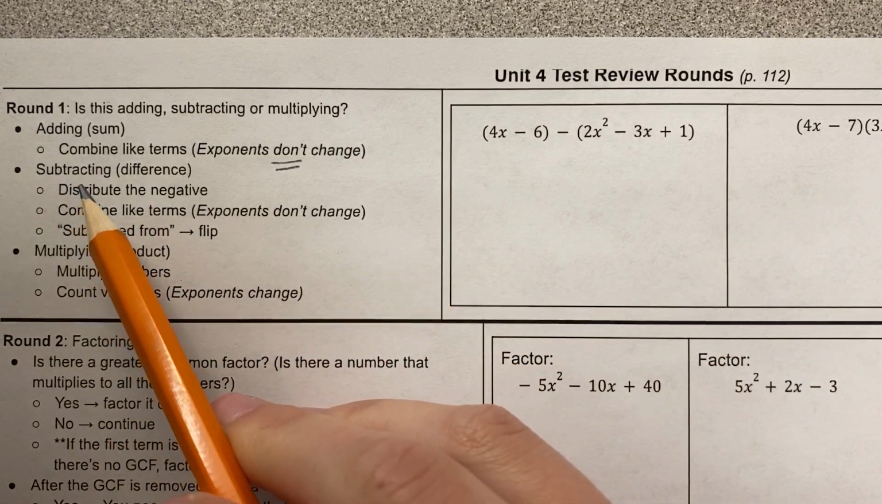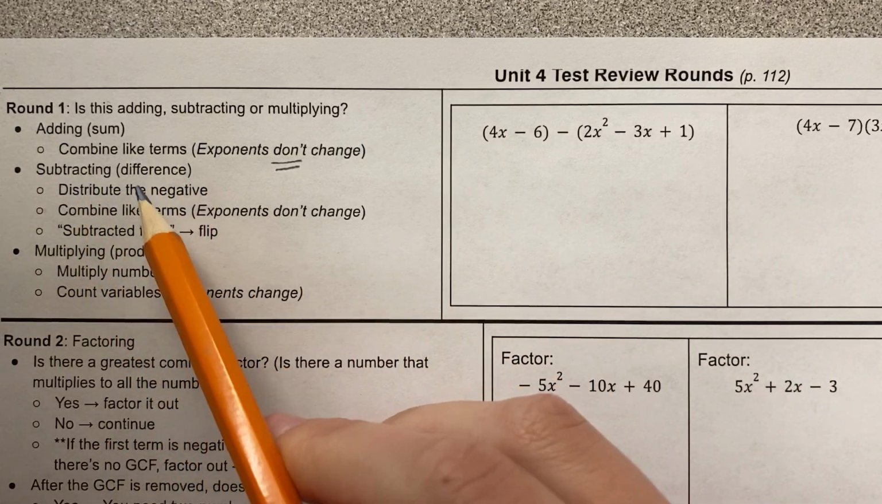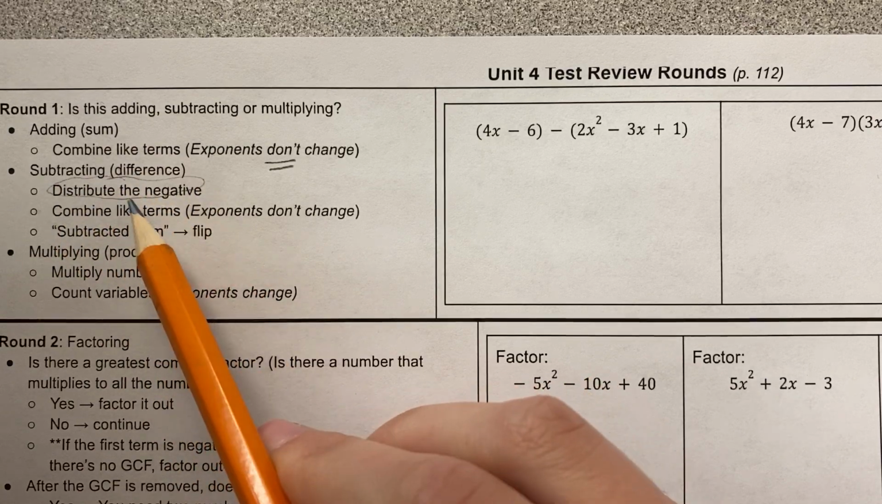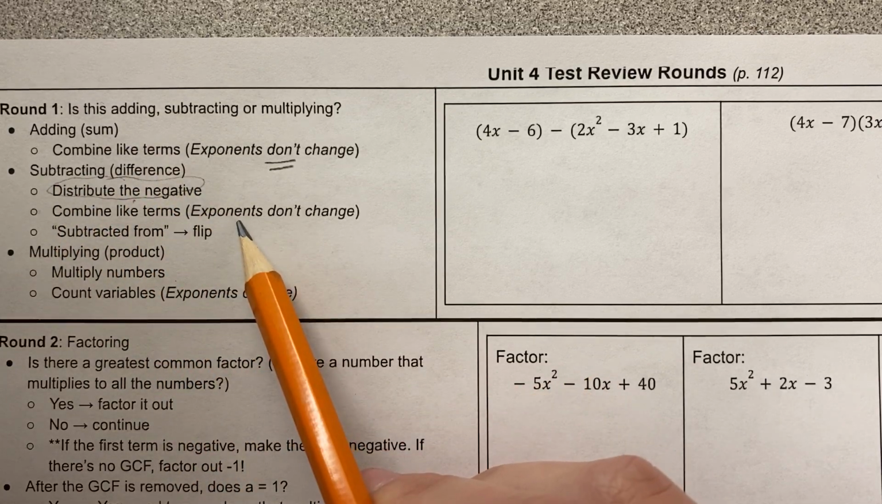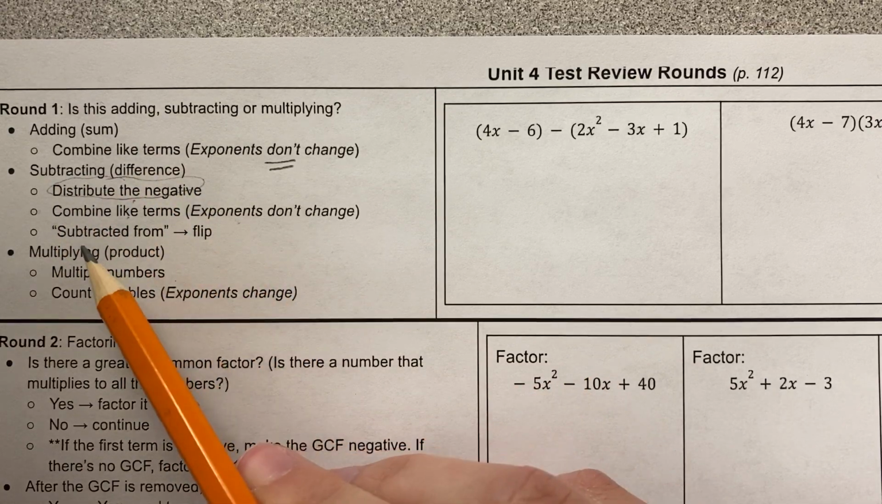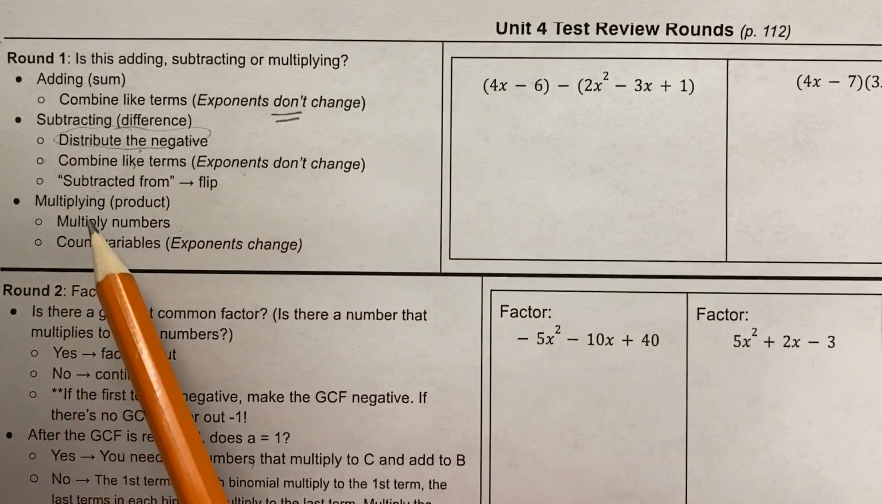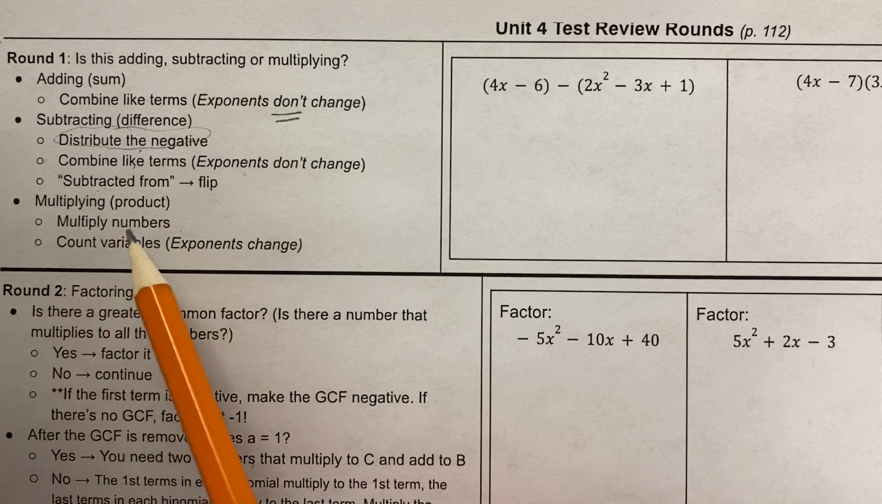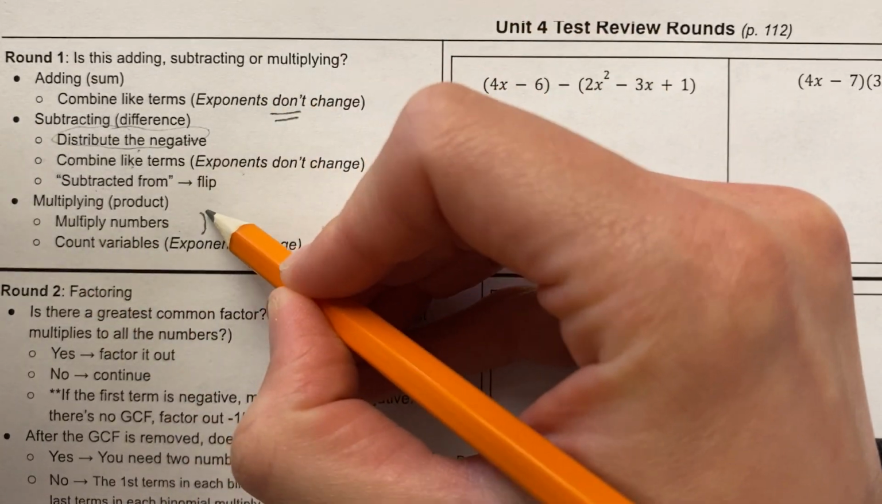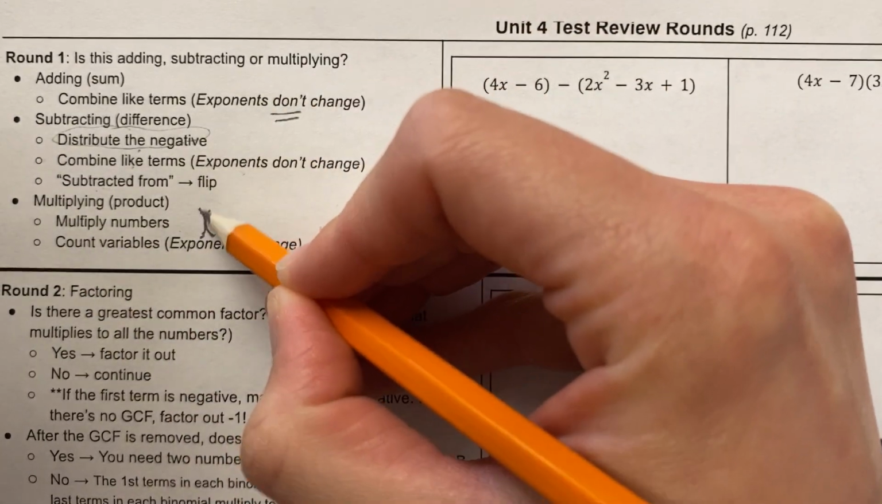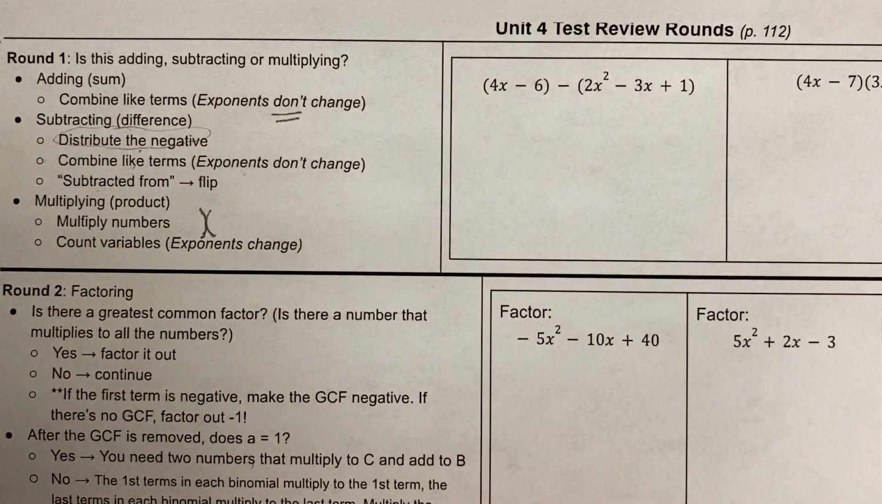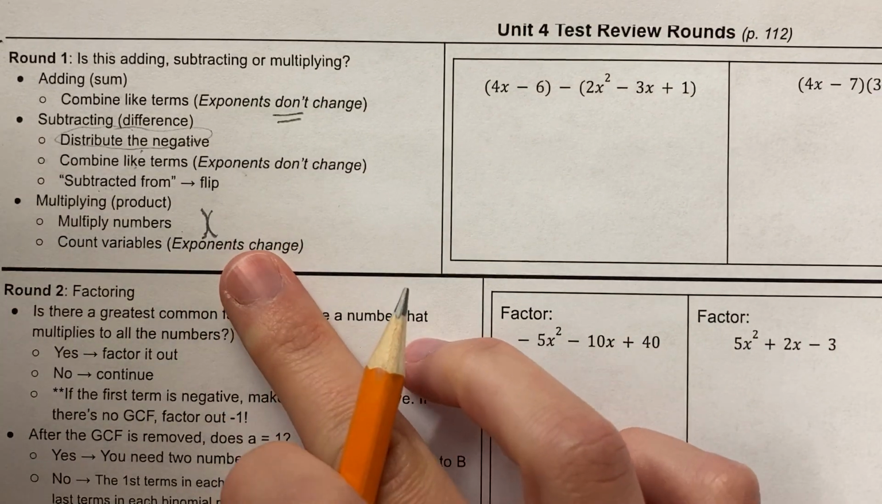If we are subtracting, it's going to be similar to adding, but there's this extra step of distributing the negative. Again, the exponents don't change when we combine like terms. If we see a problem that says this is subtracted from this, remember that order flips. And if we're asked to multiply, that's where the parentheses would be right next to each other like this with no adding or subtracting symbol in between. This is where the exponents do change.